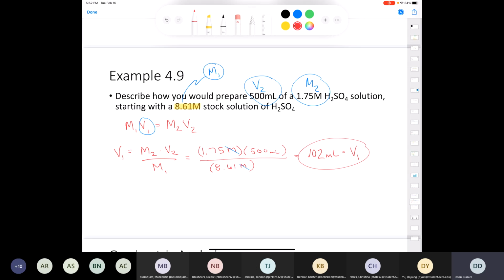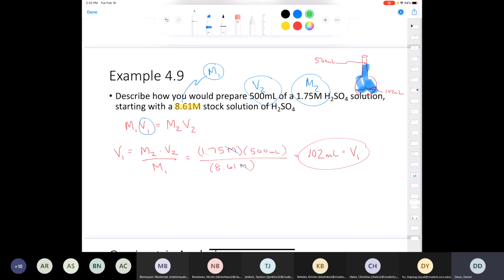So what you would have to do is measure out 102 milliliters of the stock solution, and then you would dilute it up in a 500 ml volumetric, right, to the 500 milliliter mark. So you'd start out with your 102 mils, and then you're just going to dilute it with water all the way up to the top, like that. That's the procedure.